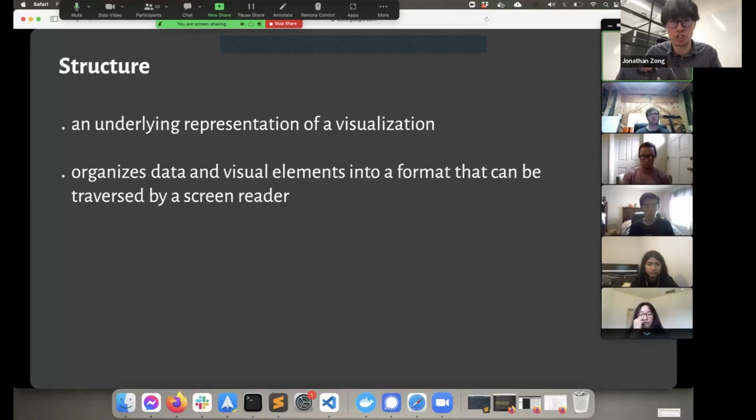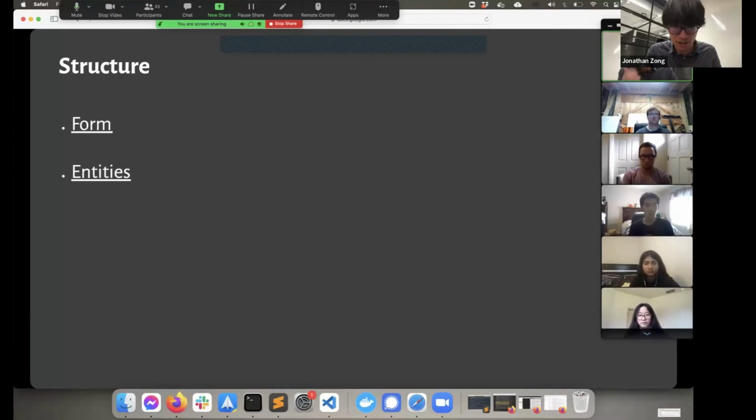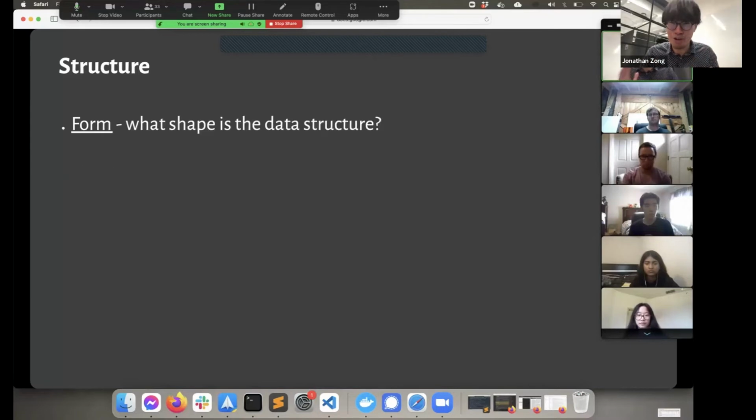So what do I mean by structure? The structure is this underlying representation of a visualization. It's how we take the data and the visuals and organize them into a format that you can traverse with a screen reader. So take the chart and turn it into this thing that you can step through with your arrow keys, right? And we broke down structure into these two components. One is form and one is entities. By form, I just mean what shape is the data structure, right?